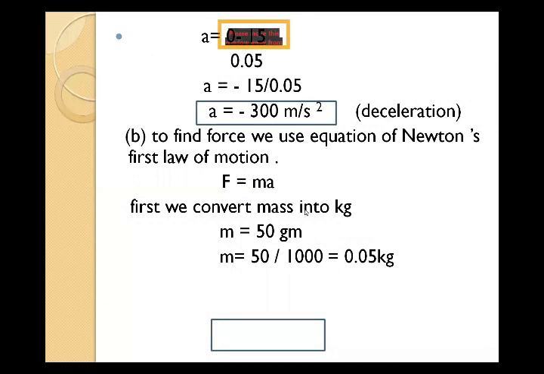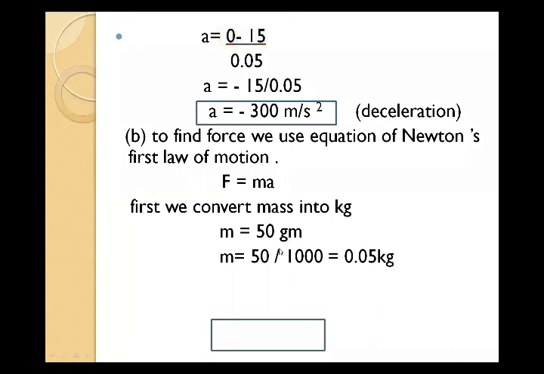First, we convert mass into kilogram. Always remember that in numericals, we have to use the values in the fundamental unit. And if the unit is not an SI unit, then we have to change it. So the SI unit of mass is kilogram, not gram. So first we have to change gram into kilogram.